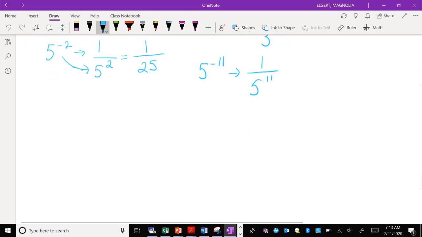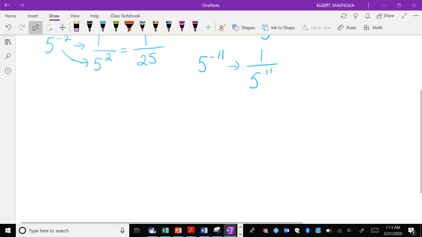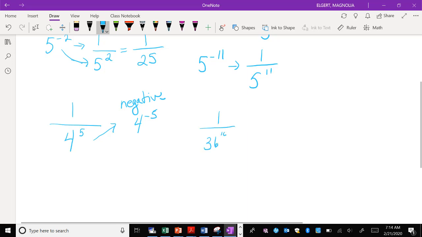You can also have, if I start like this, 1 over 4 to the 5th, and I want to make it negative. So if I want it to become negative, I can work that way as well. So 1 over 4 to the 5th is the same as 4 to the negative 5th. 1 over 36 to the 101st power would be the same as 36 to the negative 101.